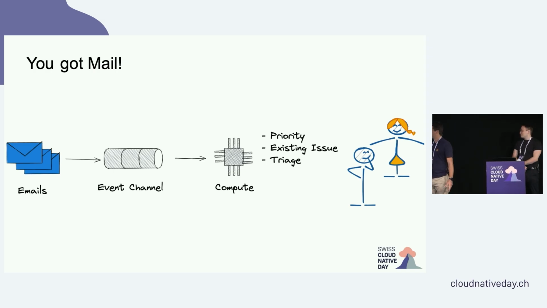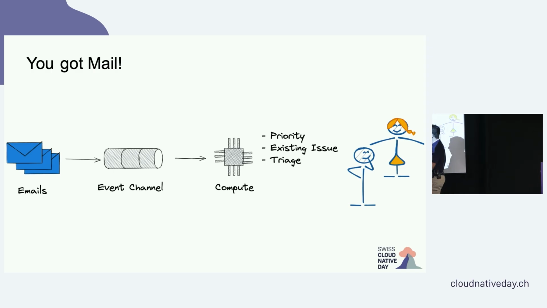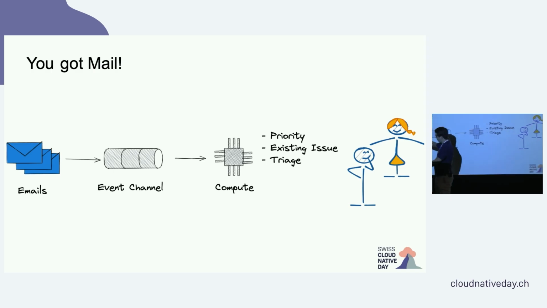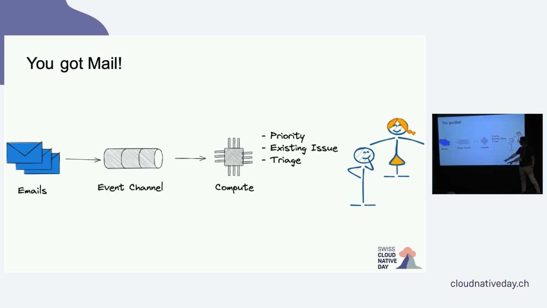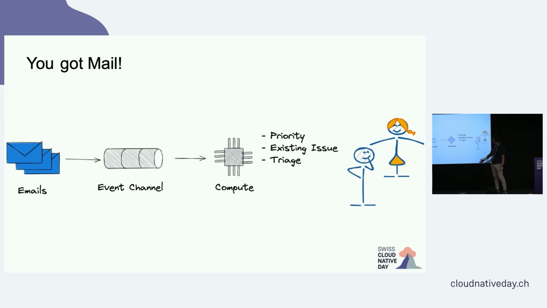We have an example, it's not a real one, but we have a lot of emails that are coming into a system with events at the end that we have to compute. Here we talk about customer claims where they want something and we need to handle them with a certain priority. Maybe we have to triage them to special teams and we have to add additional information that we already have about the customer.